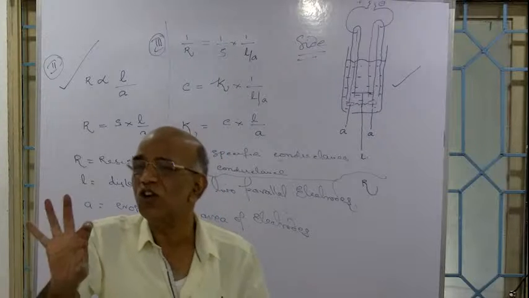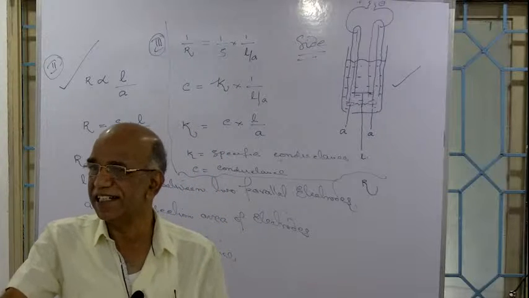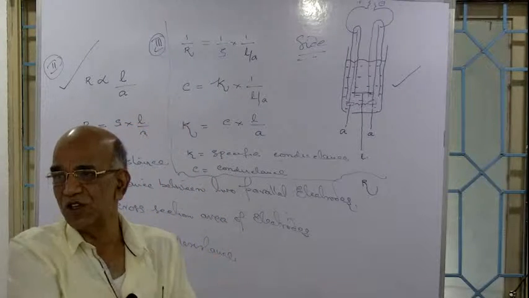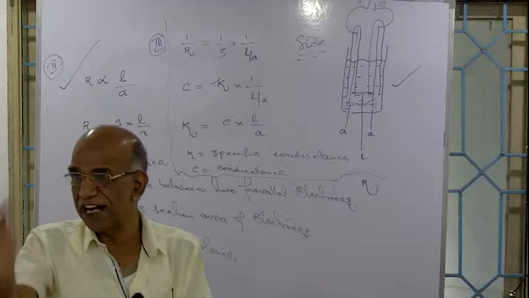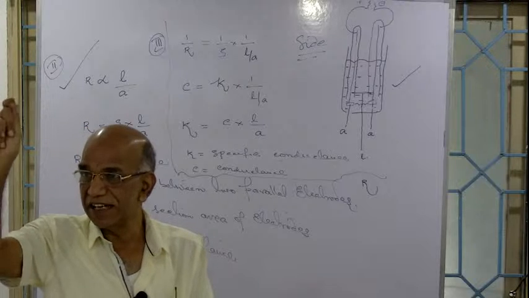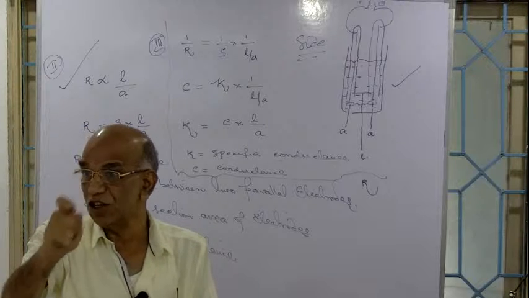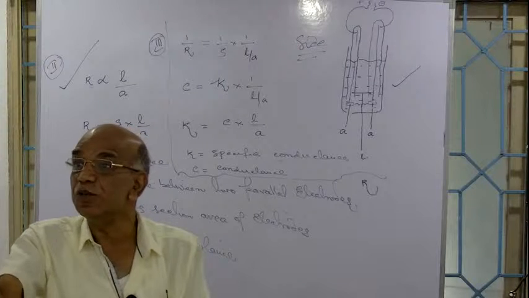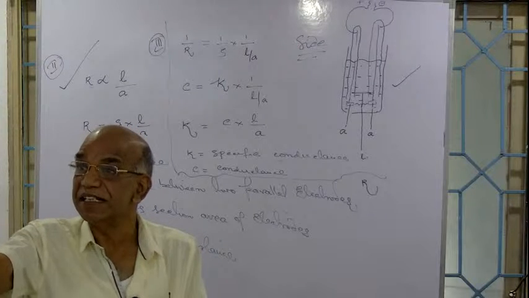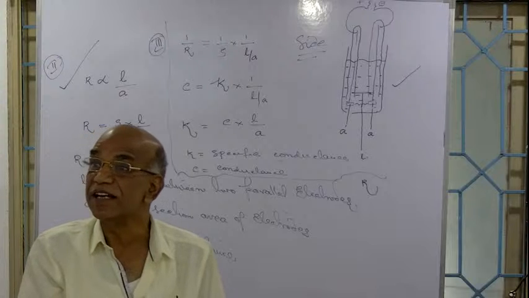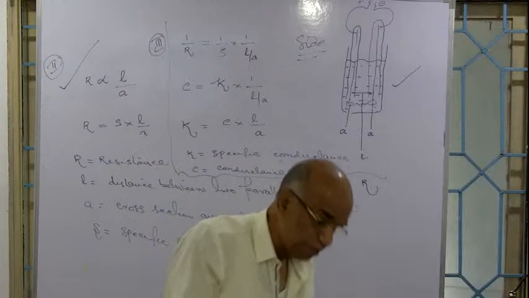Conductance means the flow of current. The flow of current by means of 1 cc of solution filled between the two parallel electrodes in the conductivity cell is called specific conductance. Is this point clear or not?